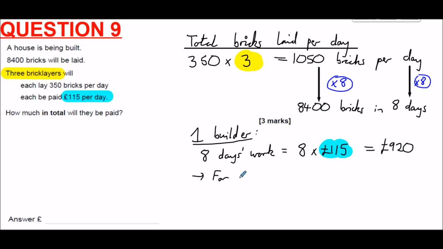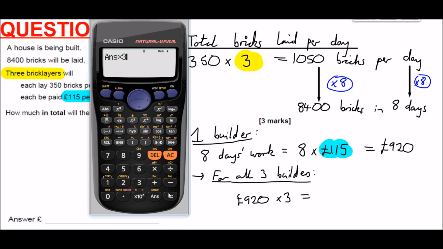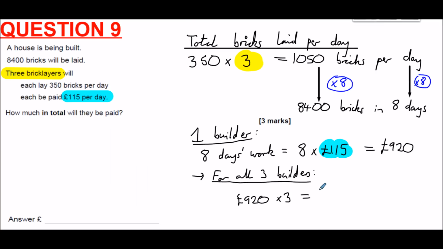So for all 3 builders, if each one's paid £920 for the 8 days which is needed to complete the work, then 3 of them will be paid £920 multiplied by 3, because it asks in total how much will they be paid. So 920 multiplied by 3 is 2,760. So that's how much money will have to be paid out to the bricklayers. £2,760.